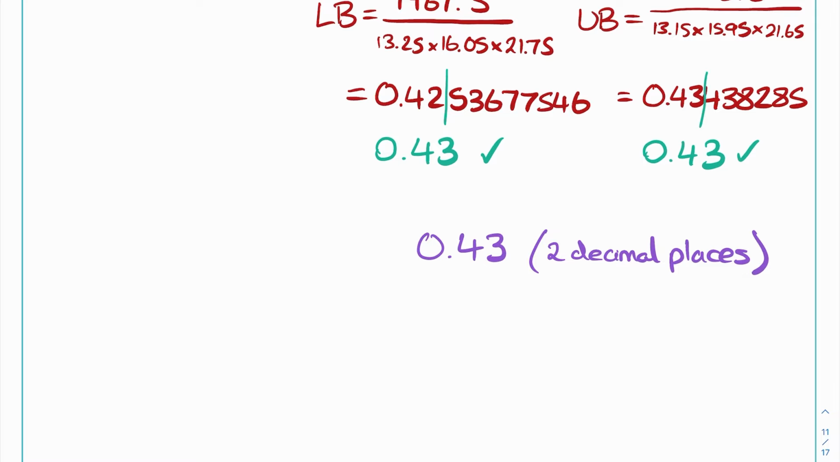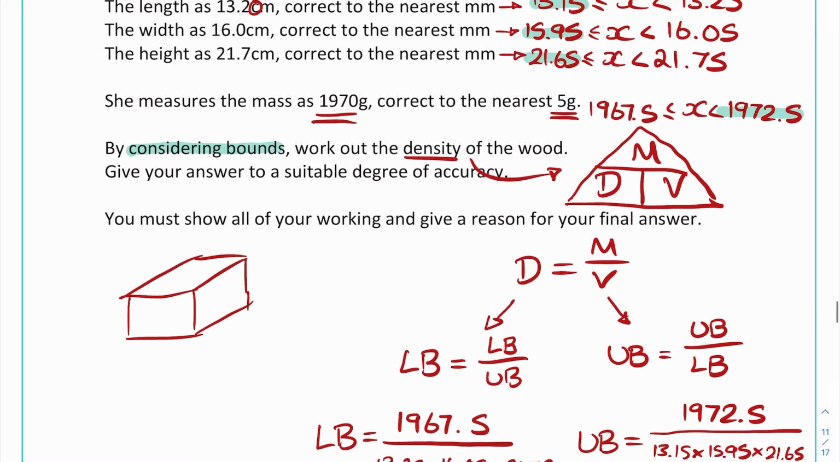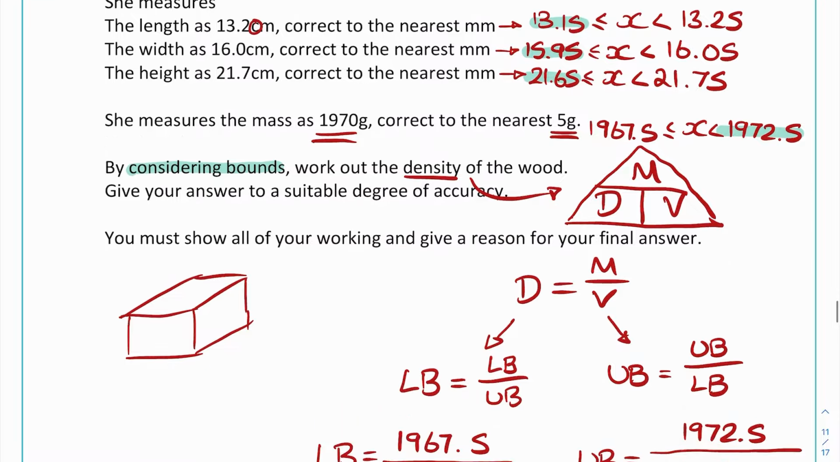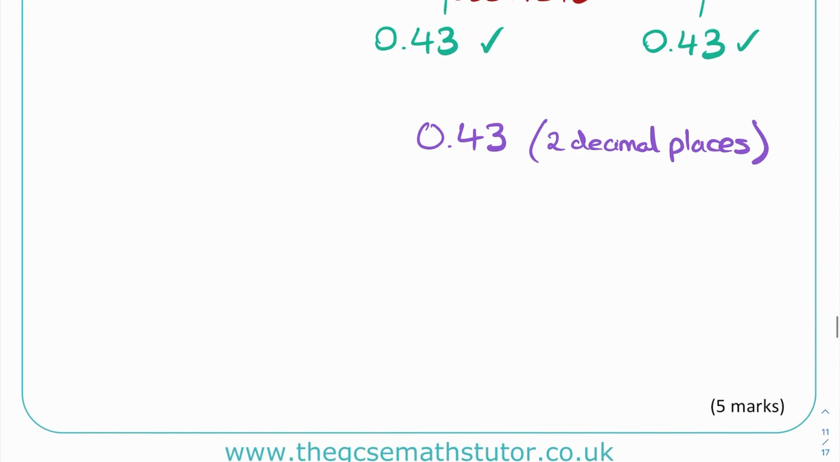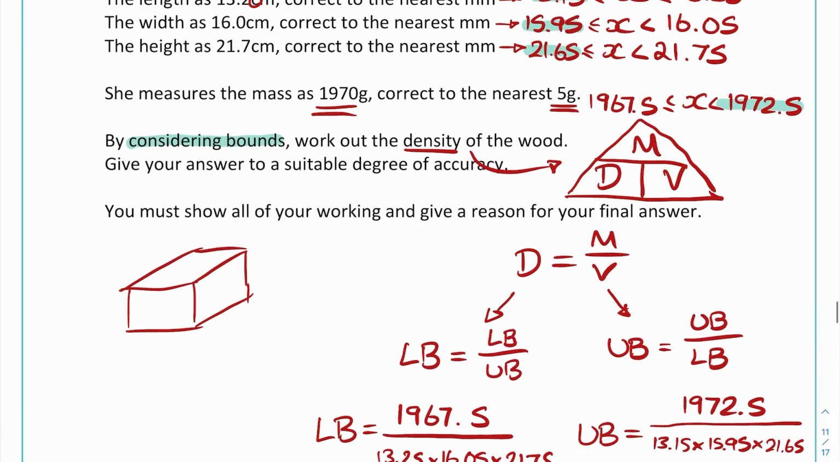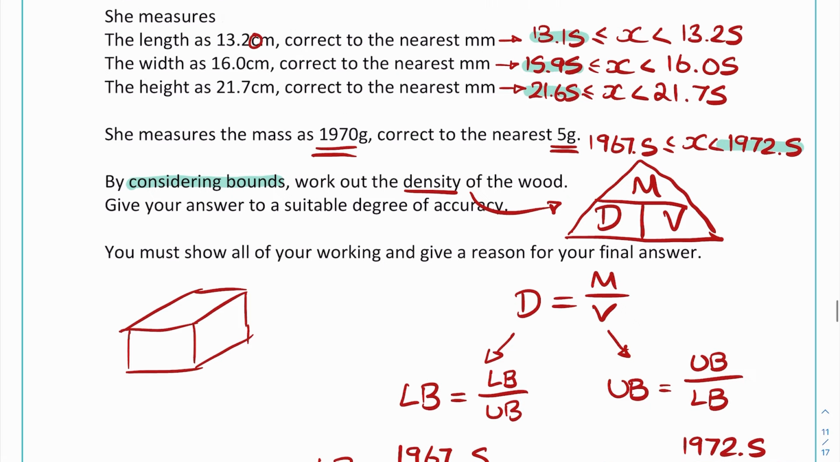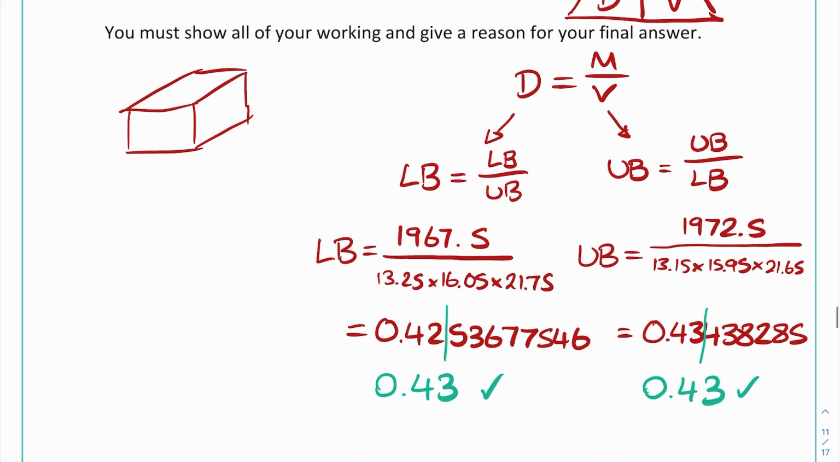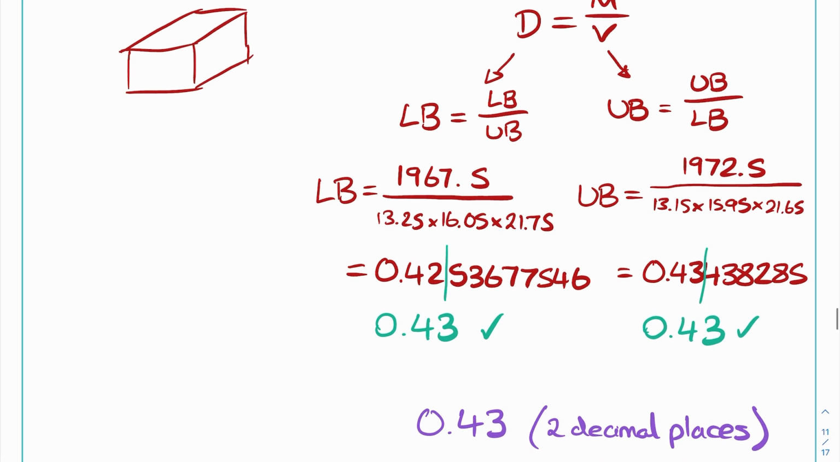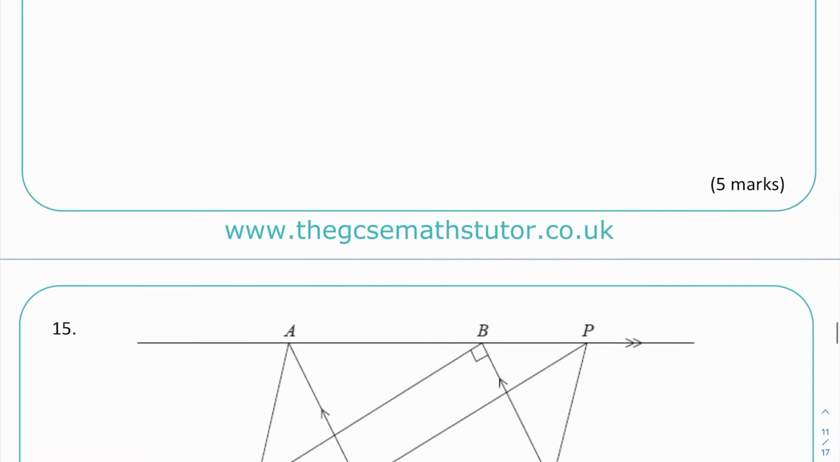And there we go. That is how we do bounds when we are considering bounds, and that's quite a big question there, so we've got a lot of marks at 5 marks, but as I said, you've got a couple of marks in that question just for writing down the correct error intervals, and then it was just about plugging them into our density formula. Okay, on to our next question.